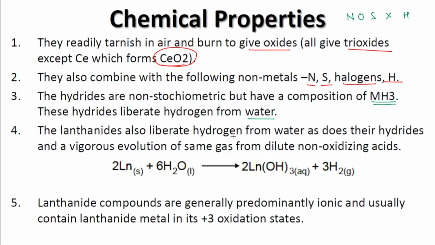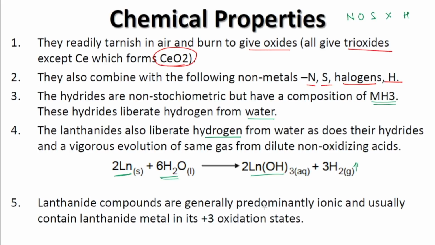Lanthanide also liberate hydrogen when they are reacted with water, and they form hydroxides. Okay, so that's what is given to you. A lanthanide reacting with water is going to give you lanthanide hydroxide. Along with that, you will get hydrogen gas, which will be evolved. So that's the chemical reaction, which is one of the most important chemical properties of lanthanides.